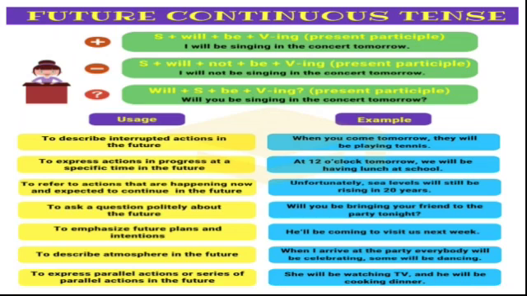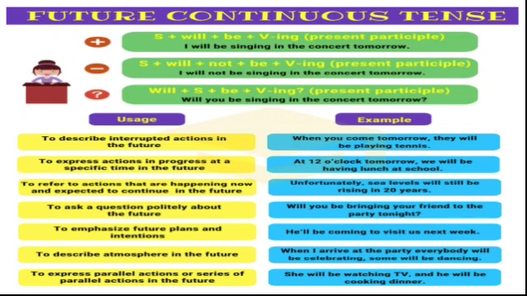Okay, that's where we use future continuous tense to emphasize future plans and intention. Okay, he'll be coming to visit us next week. That's an emphasis on future plans and intentions. To describe atmosphere in the future, when I arrive at the party, everybody will be celebrating. Okay, so when I arrive at the party, everybody will be celebrating, and some will be dancing. That's an atmosphere in the future. Okay, like in the parties we see this festive mood and the dancing and celebration going on.